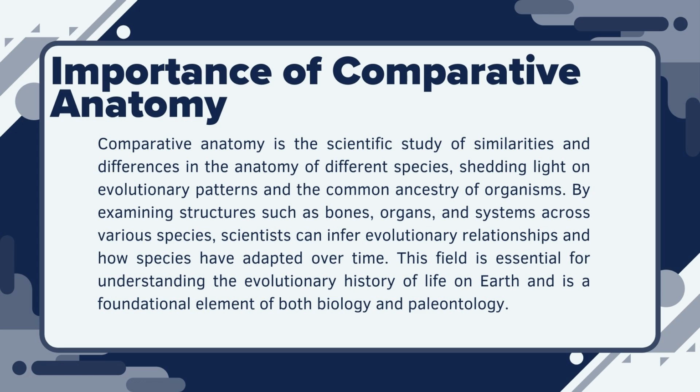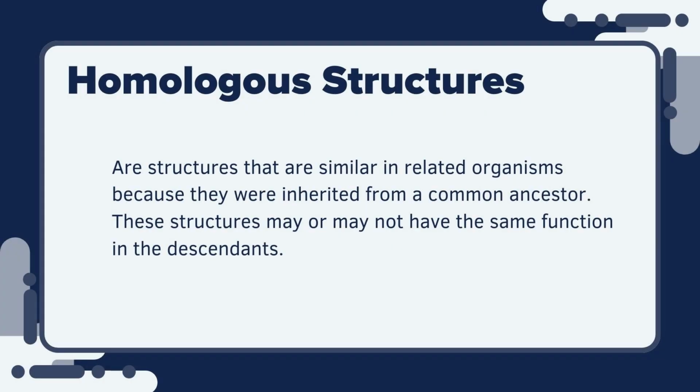Next, we hop into the structures that are included in comparative anatomy, which are homologous and analogous structures. Homologous structures. Homologous structures are structures that are similar in related organisms because they were inherited from a common ancestor. These structures may or may not have the same function in the descendants. In short, different species may have the same structure.